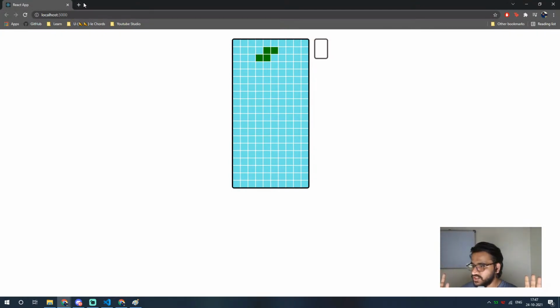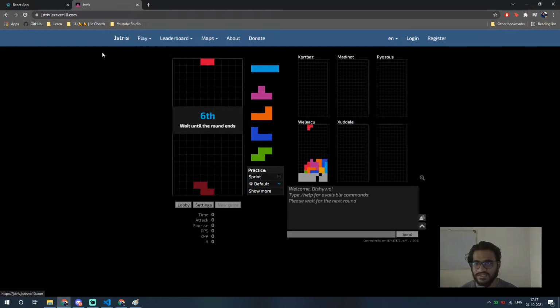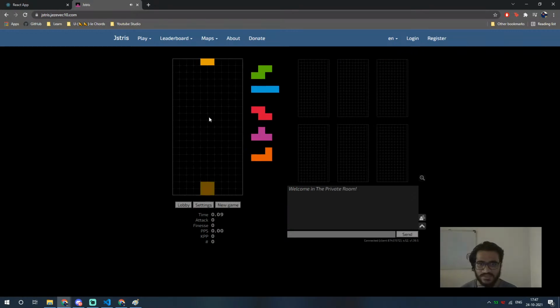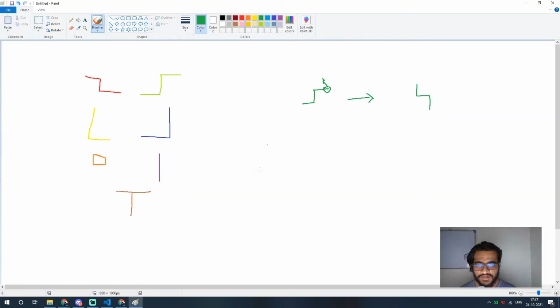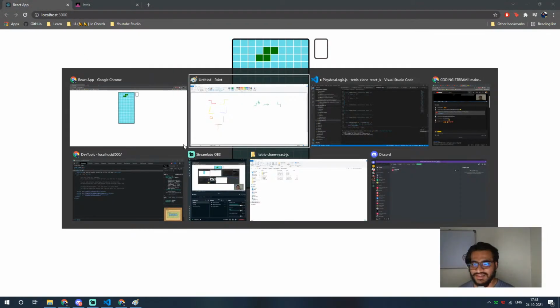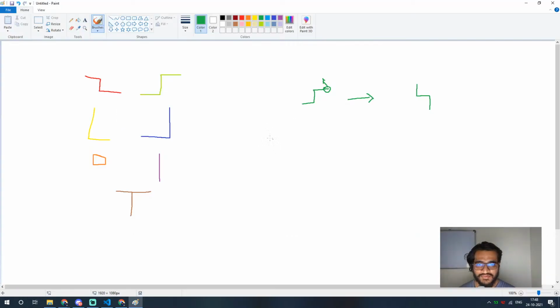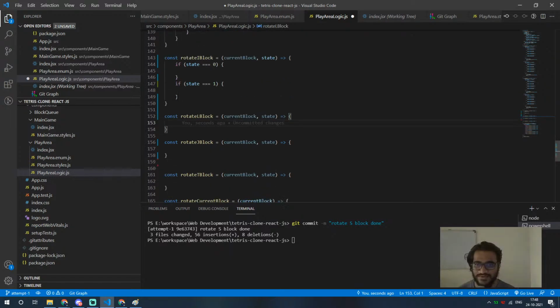Don't worry, I am not cheating here. This is just another website where you can play Tetris. It's open for all. I'm just using it to help you visualize it. I can use this makeshift paint also, but that concept needed more animation than what I can provide in this paint. Okay, so let's continue with I block.